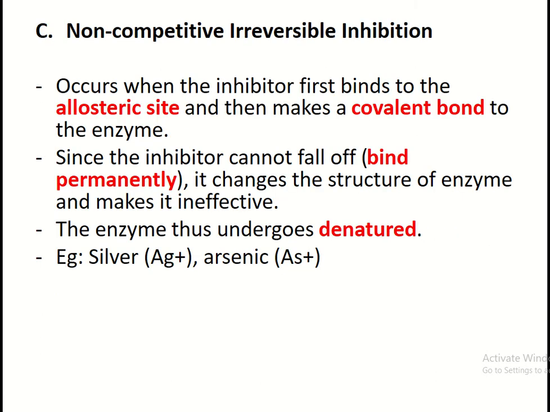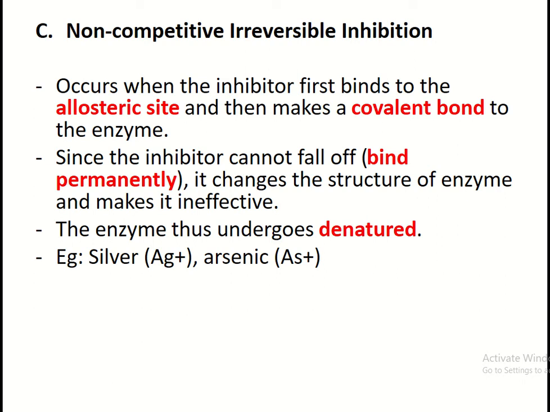Last but not least is non-competitive irreversible inhibition. This type of inhibition occurs when the inhibitor binds to the allosteric site because it is non-competitive. Then they make a covalent bond with the enzyme.